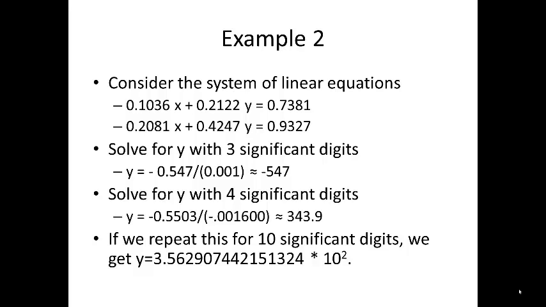What you see here is if we solve this for 3 significant digits, we get an answer of y is equal to minus 547. If we solve for y with 4 significant digits, we get 343.9, and if we repeat for 10 significant digits, we get y is equal to 3.5629 times 10 to the second, which is about 356. And basically you get a range of answers, depending on the number of significant digits. And one of the lessons here is that we shouldn't round off prior to calculating the results.